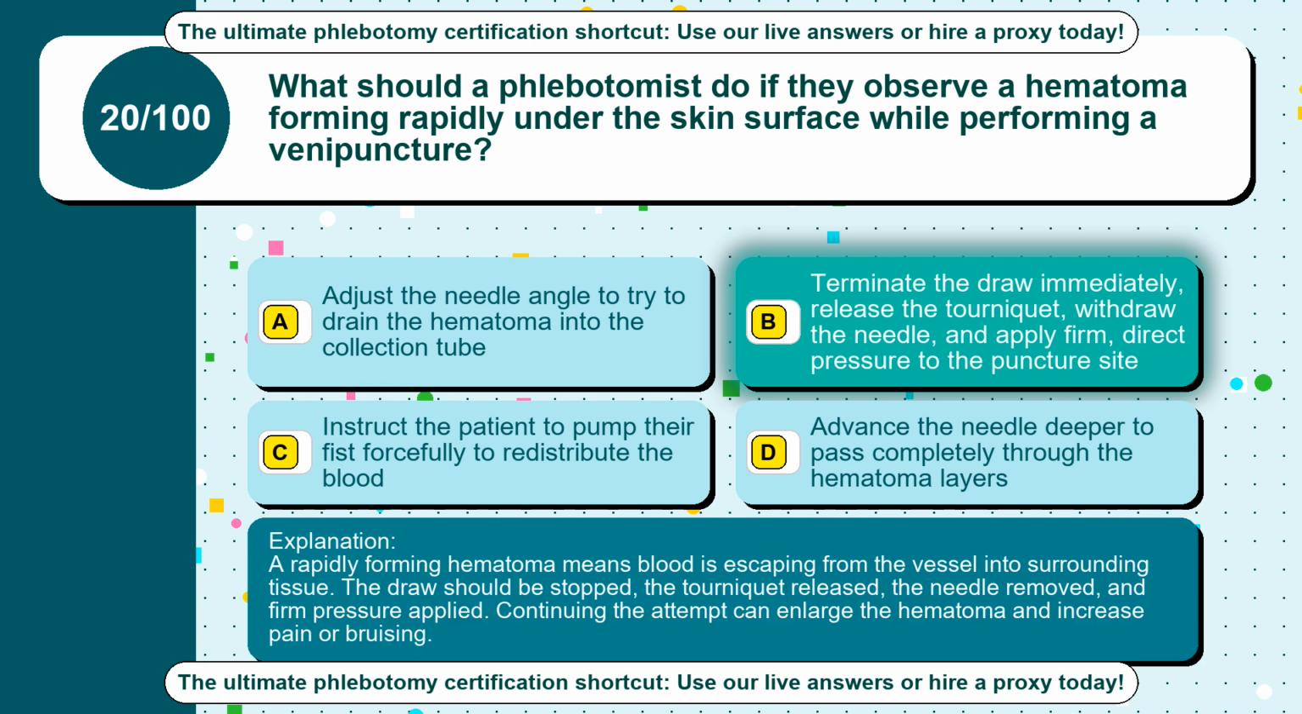A rapidly forming hematoma means blood is escaping from the vessel into surrounding tissue. The draw should be stopped, the tourniquet released, the needle removed, and firm pressure applied. Continuing the attempt can enlarge the hematoma and increase pain or bruising. Question 21.